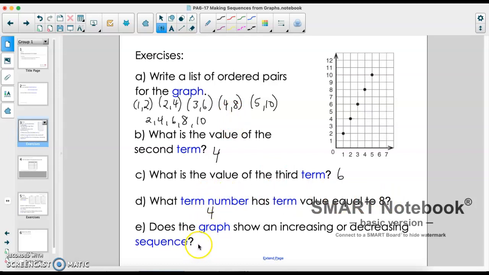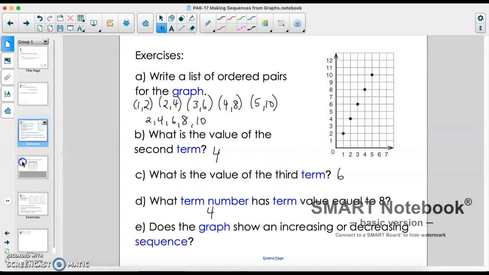And then the last question, and this is some stuff that we worked on yesterday, and you were learning to identify: does the graph show an increasing or decreasing sequence? Because it's going up and to the right, it shows an increasing sequence.